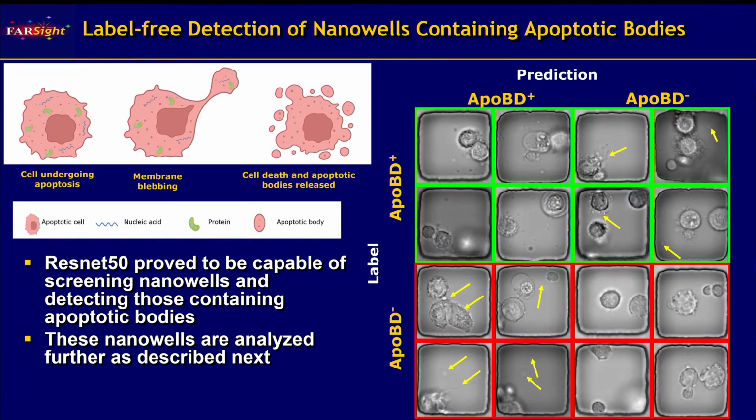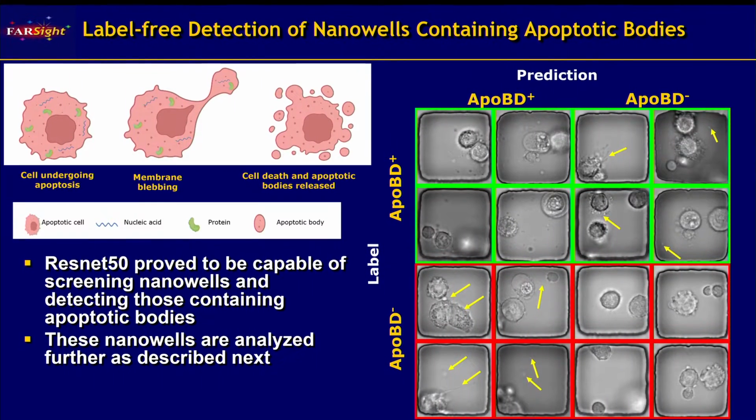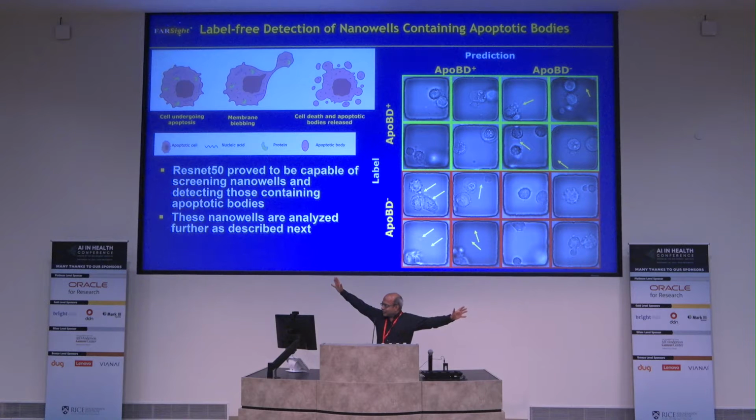When a cell undergoes apoptosis, it undergoes a lot of shape changes called blebbing, and then it puts off little parts, almost like a bomb going off. These are known as apoptotic bodies, right? So we're now able to train neural networks that can screen all the nanowells. You've got the 10,000 nanowells. It can screen out which nanowells have apoptotic bodies in them, right? That's a fantastic capability to have. So we can now narrow our attention down to just those nanowells.